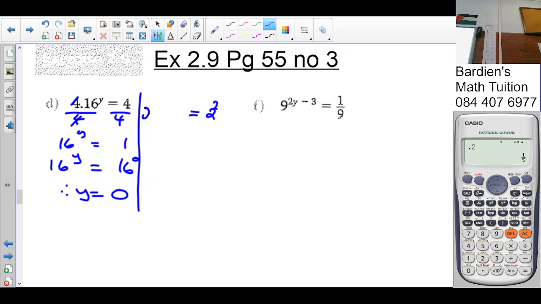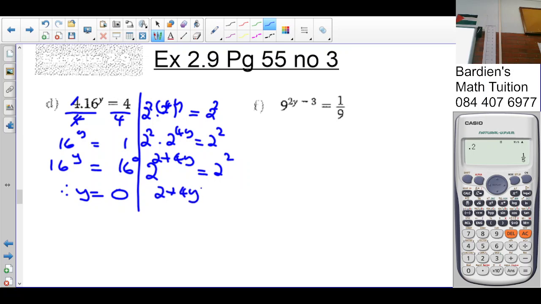But 4 can be written as 2 squared. 16 can be written as 2 to the 4 raised to y. So it's 2 squared times 2 to the 4y equals 2 squared. Multiply by the same base, add the powers. So 2 plus 4y is equal to 2 to the 2. When bases are the same, exponents are equal. So 2 plus 4y equals 2. You take that over, so 4y is equal to 0. So y is equal to 0. Same story. Okay, this is a different approach.